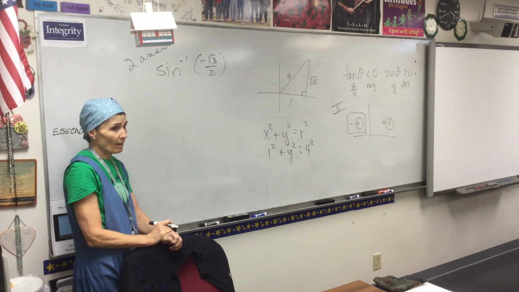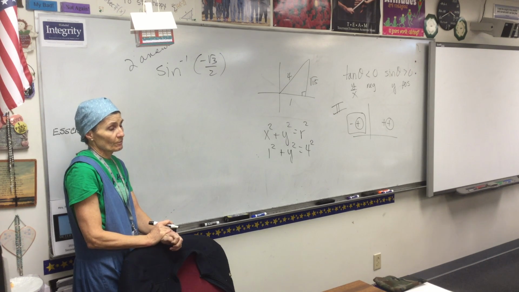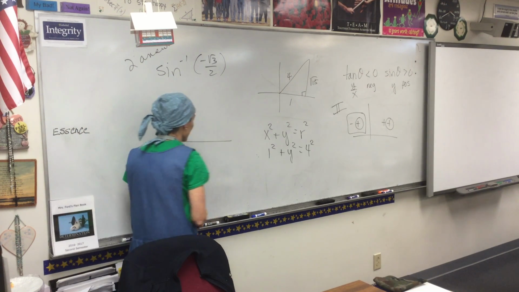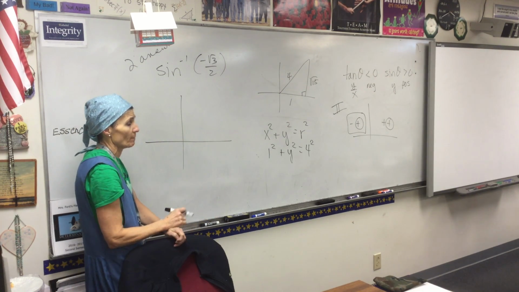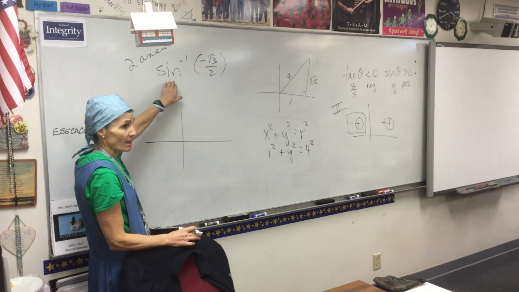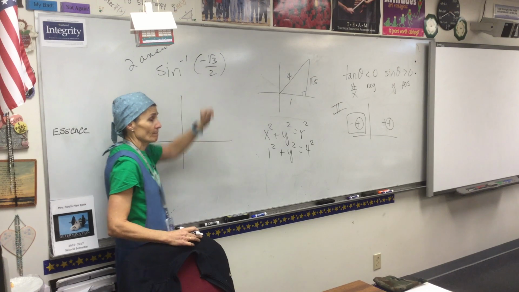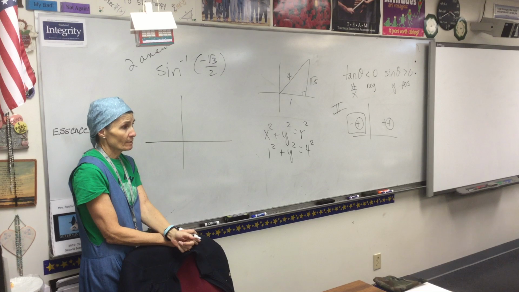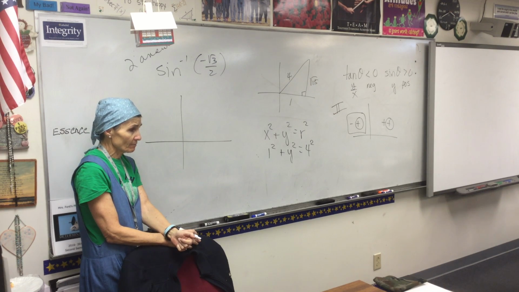Now to figure that out, first thing I have to figure out is where to draw the pictures. It's going to be a butterfly bow tie problem, but where am I going to draw my triangles? Well, it's just like that over there. This is a sine, and it's a negative number. Which letter is sine? Y. Where is y going to be negative?